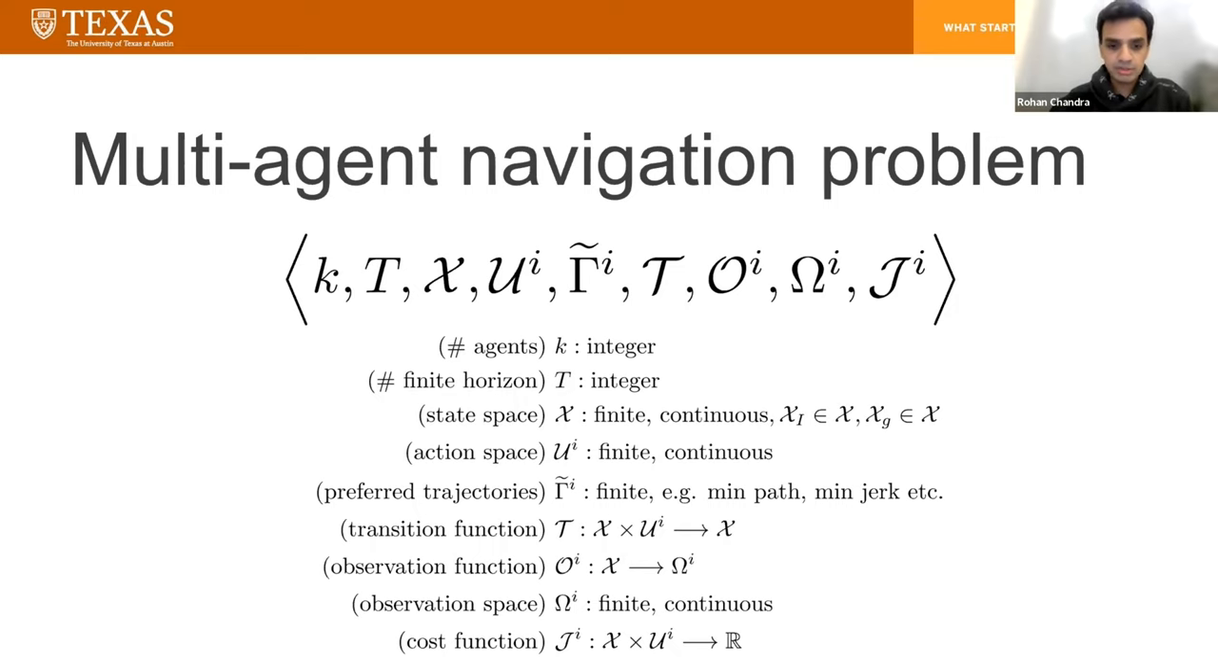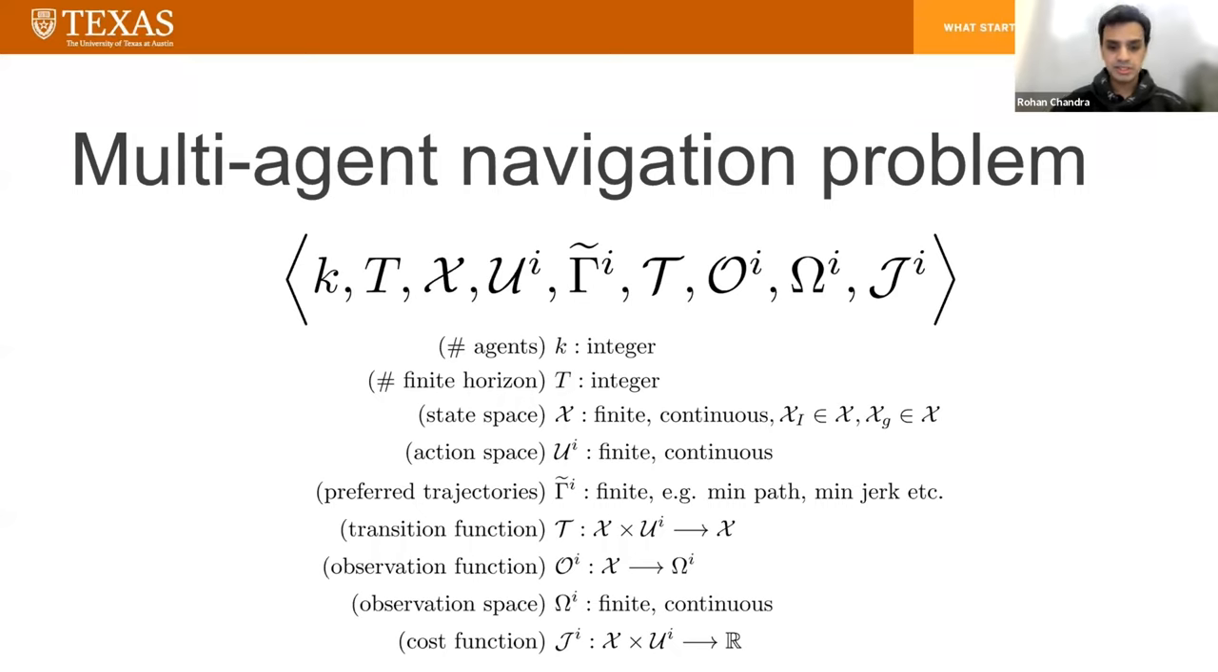So now, the very important variable is the set of preferred trajectories, which is gamma I tilde. This is a set of trajectories which a robot would have taken had there been no other obstacle, static, dynamic, or other agents in the scene. So what we do is we take a robot and we leave the robot to its own devices, and we say that here's your start point, here's a goal point, and there is nothing else in the scene. You go as you see fit. This is go according to your optimal trajectory. So the robot can take the min path, it can take the min jerk trajectory, it can take whatever trajectory it wants. That will be its preferred trajectory, and that we will put in this variable called gamma I tilde. That is a set of preferred trajectories.